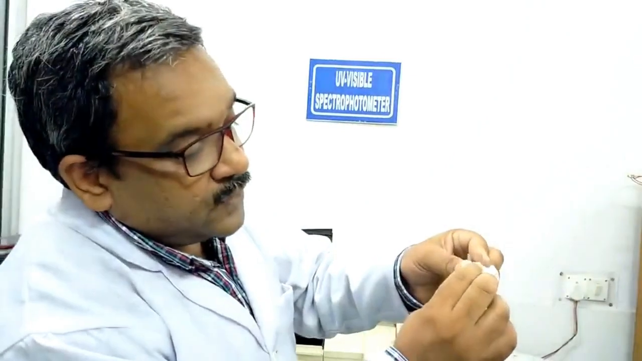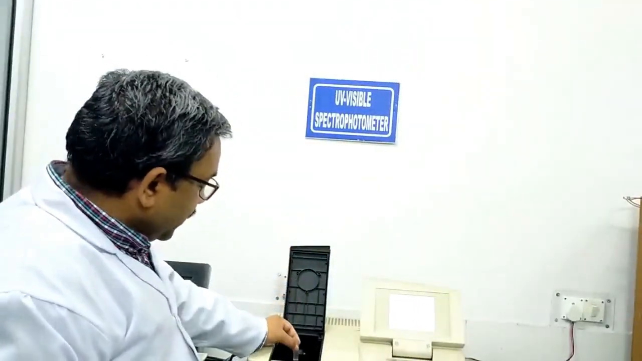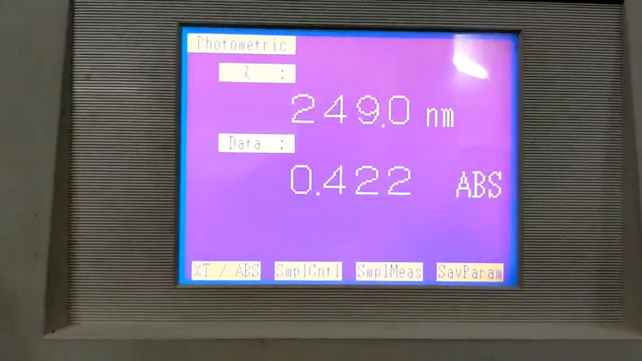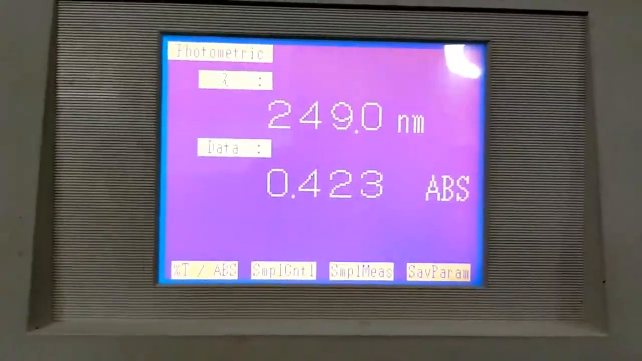See, we have to remove the extra solvent which can be placed on the surface. It will affect the absorbance value or may produce interference. So we are going to place it again into the sample holder and close it down. Check the absorbance value of this solution.